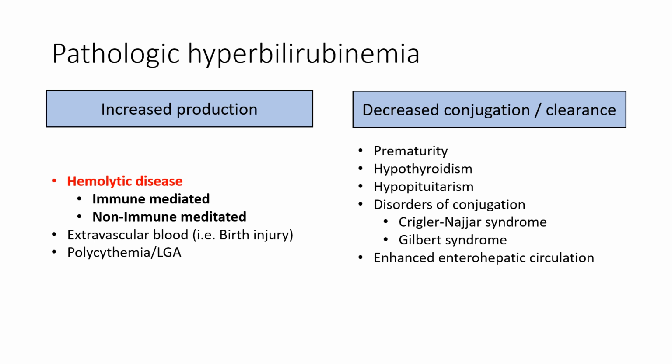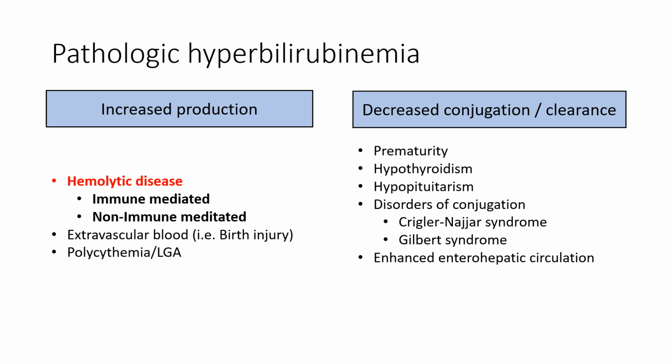Number two, extravascular blood, extravasation. So you have birth injury, cephalohematoma, accumulation of blood, subgaleal hemorrhage. Those babies are more likely to develop jaundice. Or a baby born with polycythemia. We said the normal blood volume for babies is around 80 per kilo. If you have a baby with polycythemia, then more blood and more destruction, the total volume of destruction is going to be more. Then those babies are more likely to develop hyperbilirubinemia.